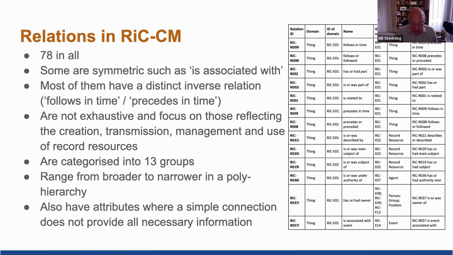There are now 78 relations in all, of which have inverse relations. So, for example, has provenance has the inverse relation, is provenance of. In some cases, though, relations are symmetric, such as is associated with. The set of relations, though, is not exhaustive, and the focus is on those reflecting the who and when and where of the creation, transmission, management, and use of records, their parts, and aggregations. In this context, too, the model is extensible, and when implementing, more specific vocabularies can be used to build on the foundation of the model.